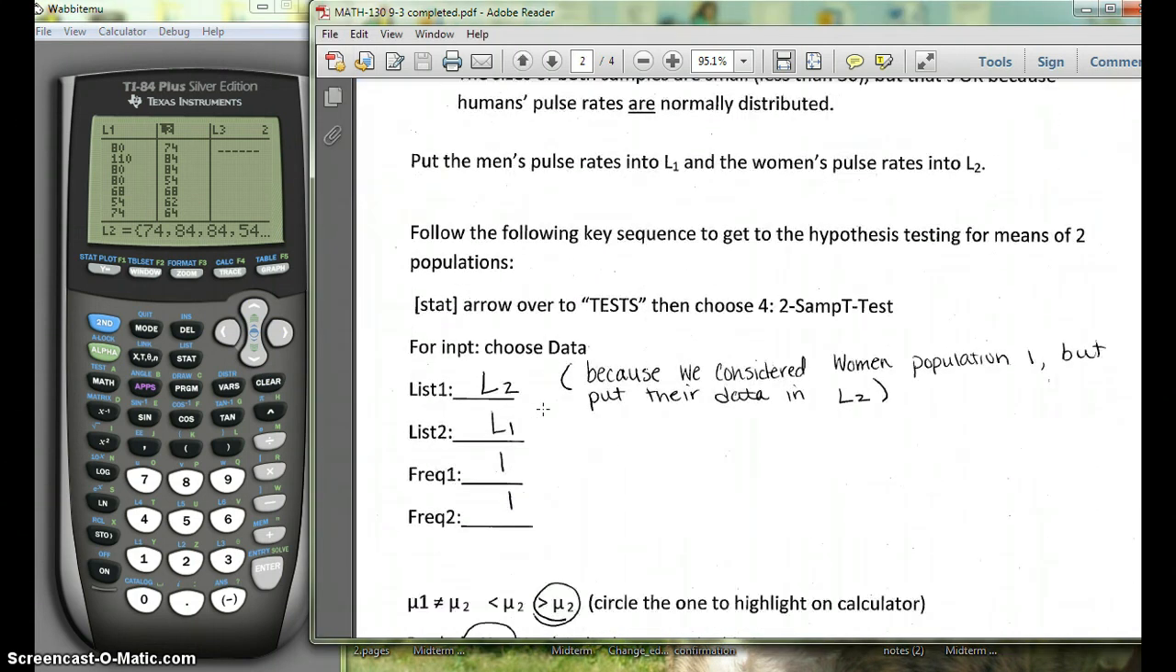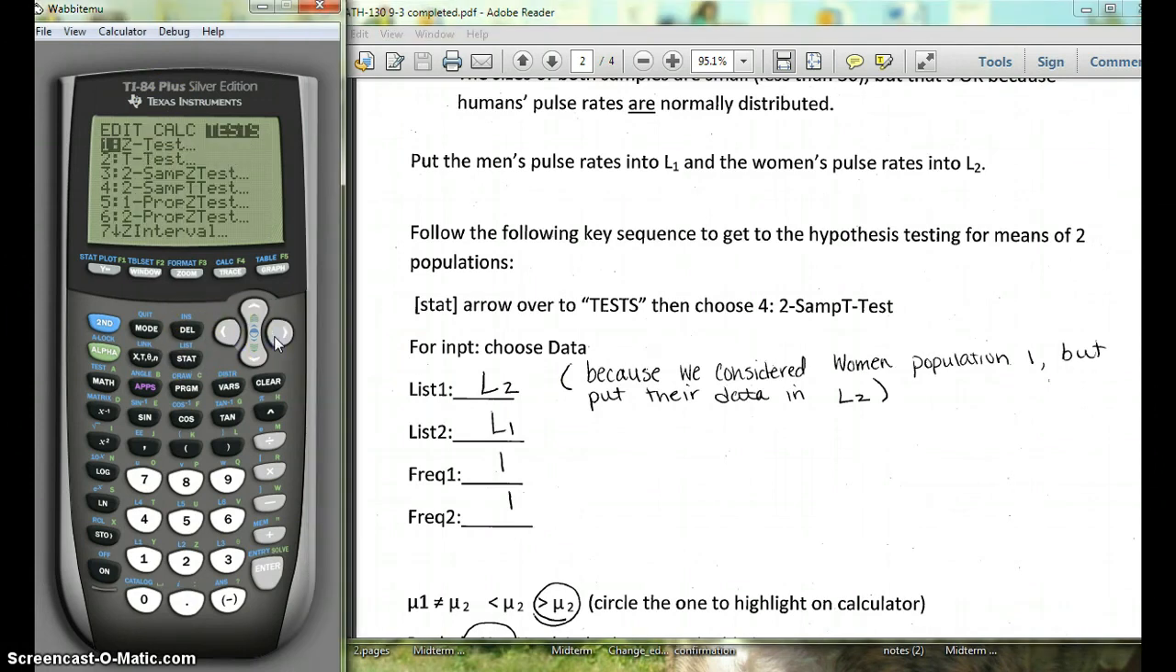Okay, now to do this on our calculator, we need to remember that the women, which are in L2, are our population 1. So we're going to go stat, over to tests, and choose number 4, the 2-sample t-test. Now we're going to use the data here, so we're going to switch it over to data. Now, list 1 needs to go with population 1, and remember our L1 was our men. We want our population 1 to be our women. So we're going to hit second stat to go to the list, and we're going to choose L2. And then list 2, we want that to be for population 2. That was men, and we put those in L1.